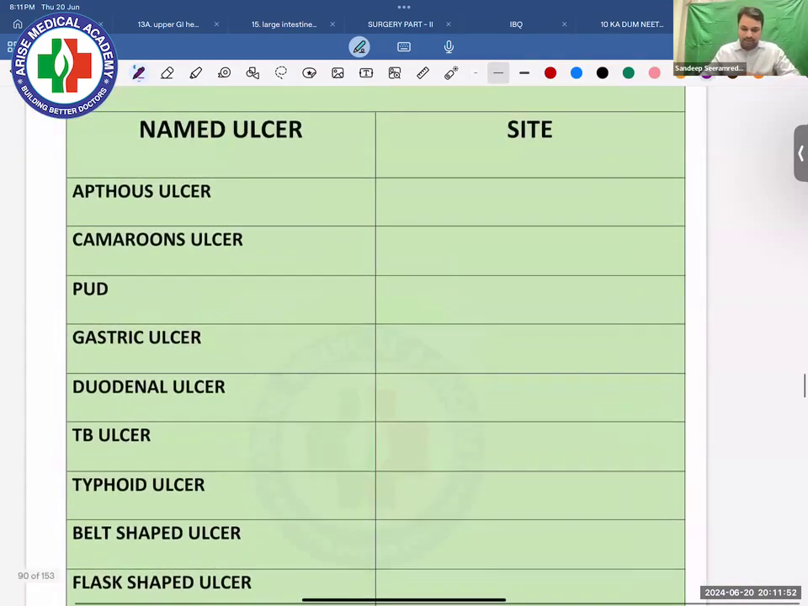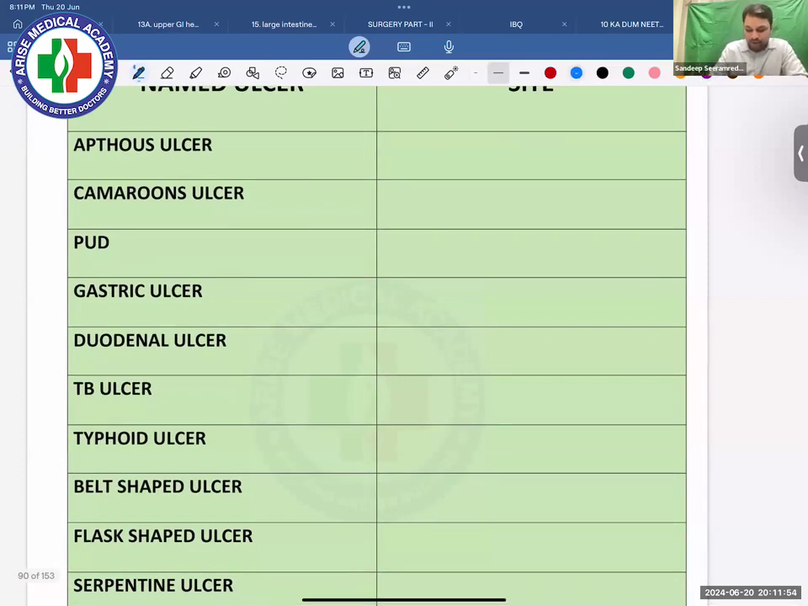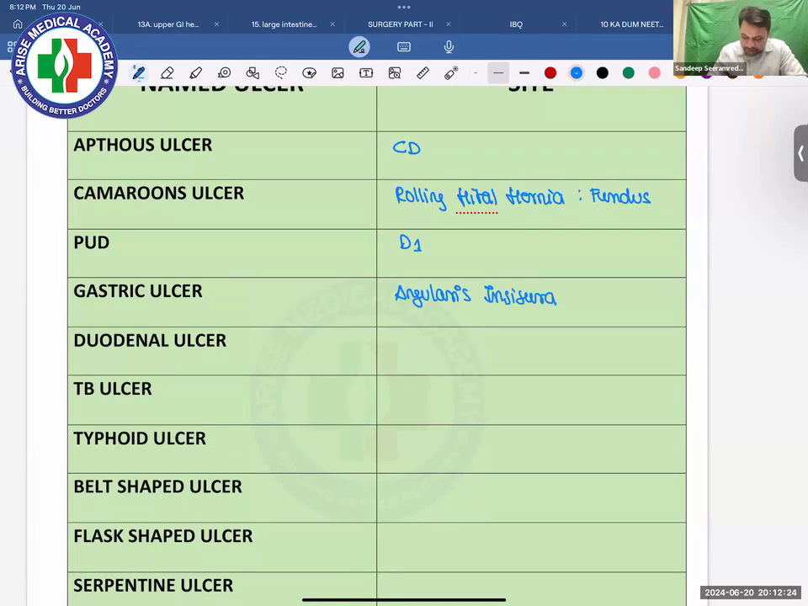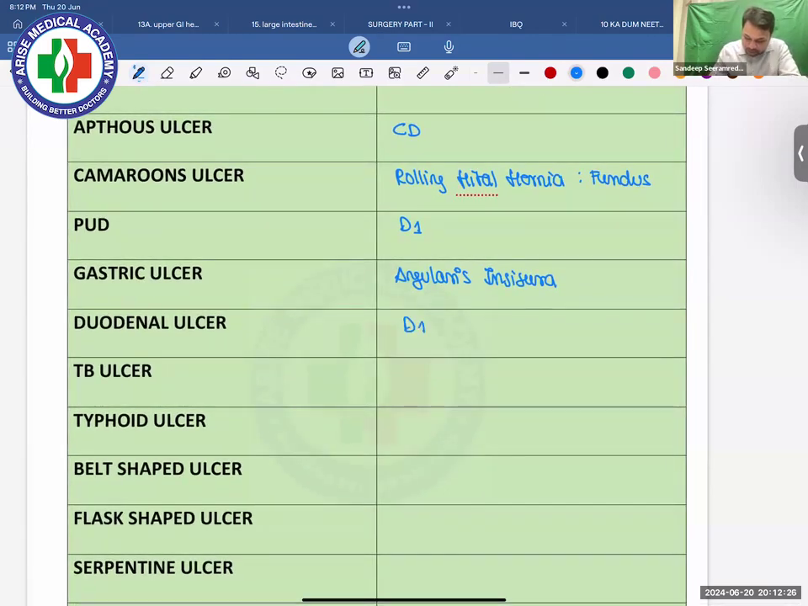Tell me their locations. Where will you see the aphthous ulcer? They are seen in Crohn's disease, and usually seen in the oral cavity. Cameron's ulcer is seen in rolling hiatal hernia, and that too in the fundus of the stomach. Peptic ulcer disease: first part of the duodenum. Gastric ulcer is seen at the angularis incisura. Duodenal ulcer is the first part of the duodenum.